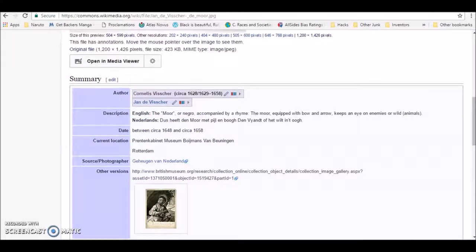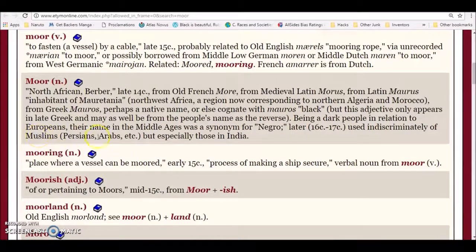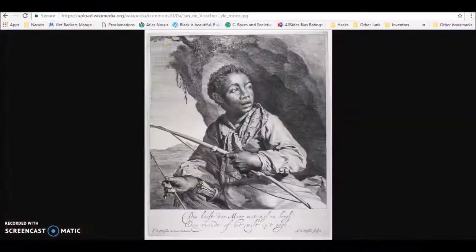All right, now the reason why this drawing is so important is because when you think about the term Moor or Negro, or Moor specifically, you cannot apply this drawing to any of these groups of people. I mean, no Muslim was dressing like this. This is not how a Muslim looked back in those days.